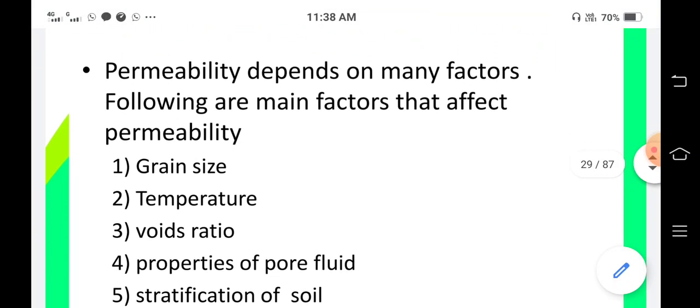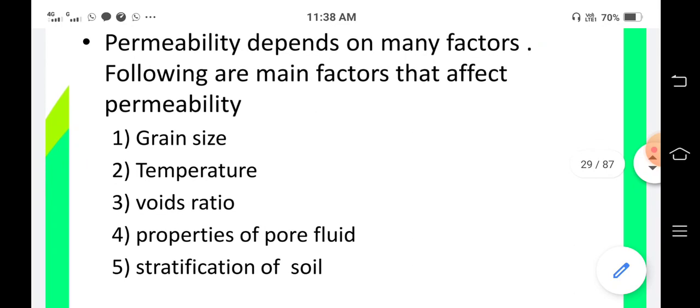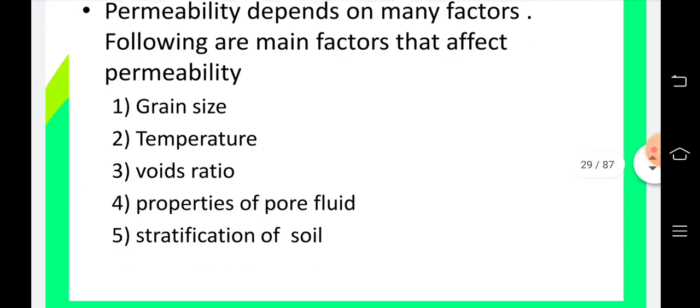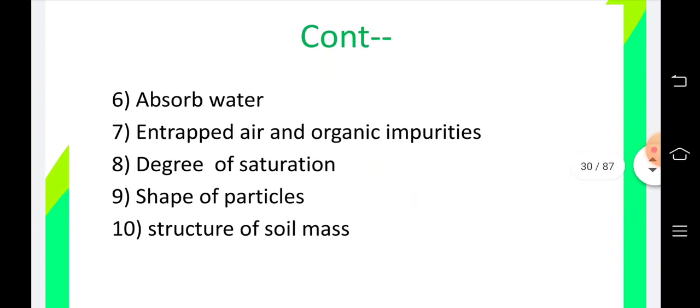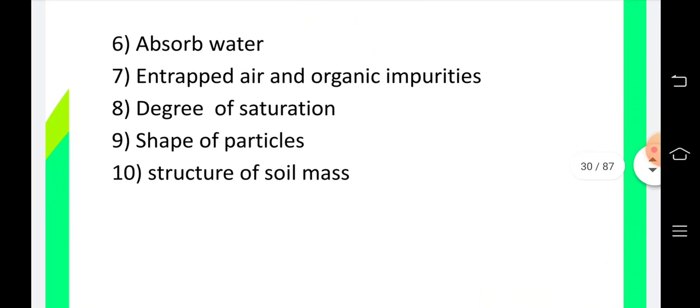First is grain size, then second is temperature, then the void ratio, the properties of pore fluids, stratification of the soil, the adsorbed water, entrapped air and organic impurities, the degree of saturation, the shape of particles, and the last one, the structure of the soil mass. So there are 10 factors which affect or influence the permeability while water passes from one place to another.